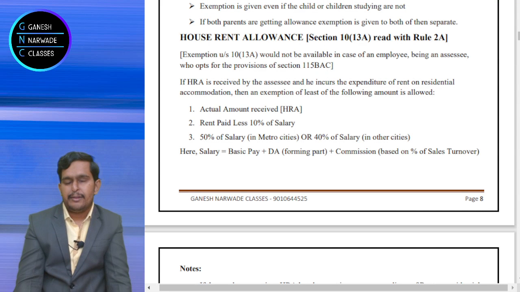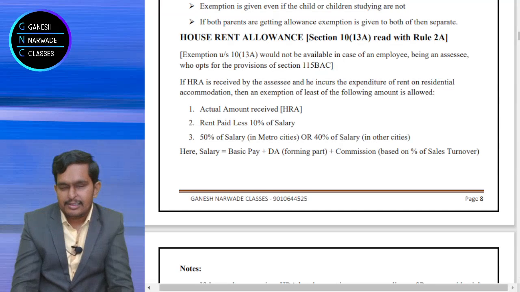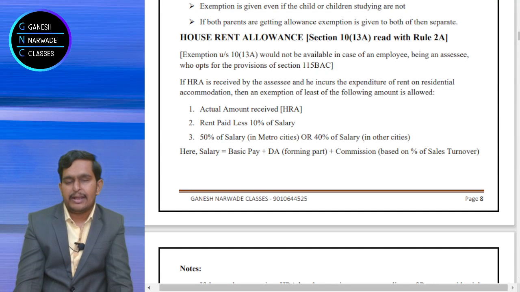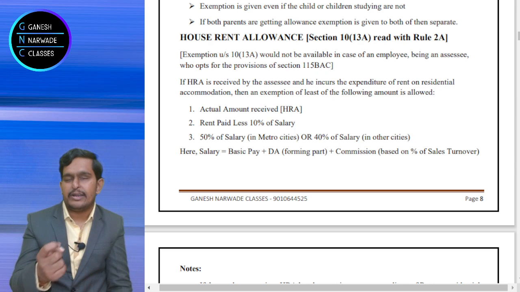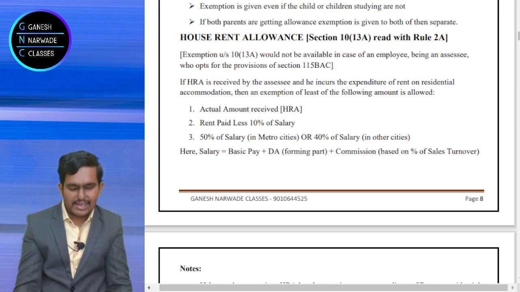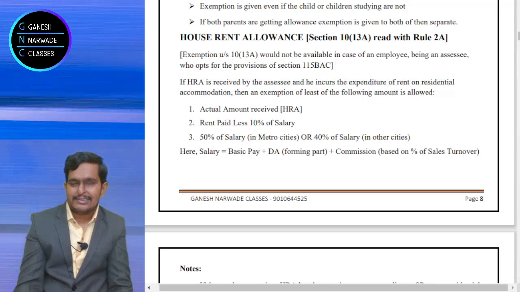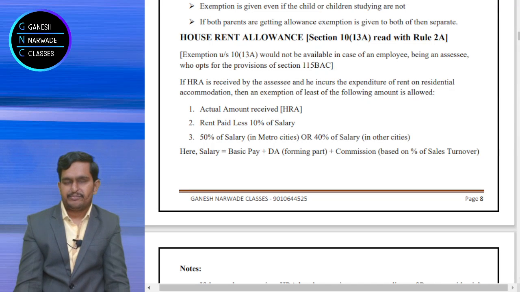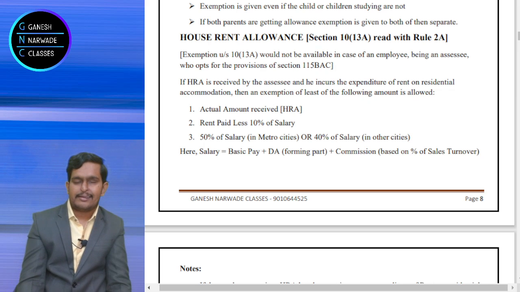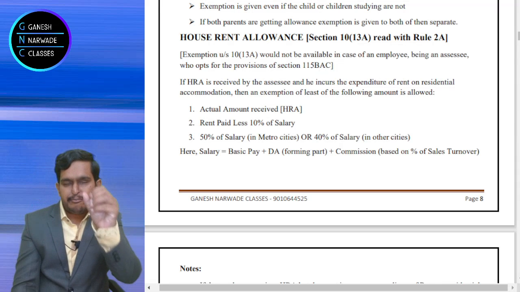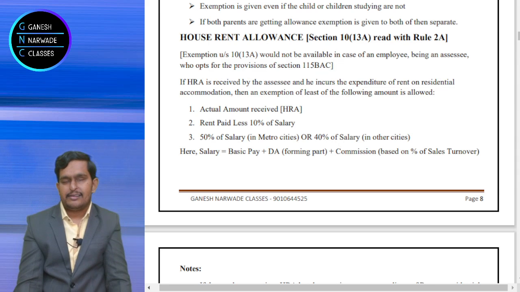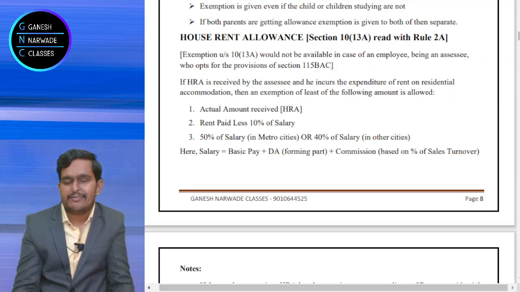Once you get this salary, multiply with 10%. Whatever you get, you deduct it from rent paid. So rent paid minus 10% of salary. Third one is 50% in case of metros. Metros कौन है? Mumbai, Delhi, Kolkata, Chennai are metros. In that case, standard of living cost is more, so 50% of salary. And other than metros, like Hyderabad also non-metro, 40% of salary. This you calculate, and once you take actual allowance minus this least of the three, taxable HRA you will get.